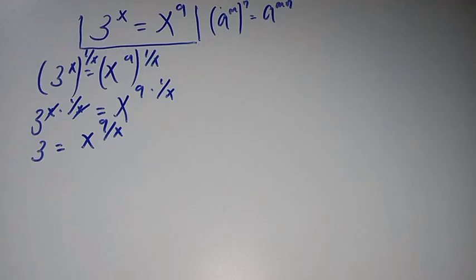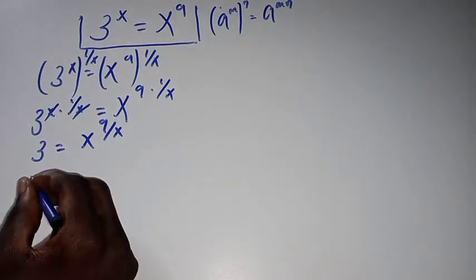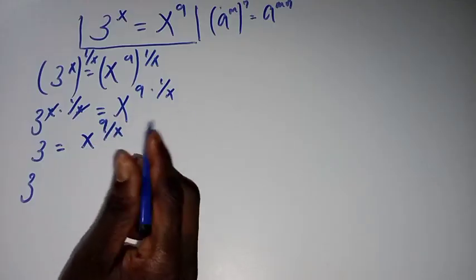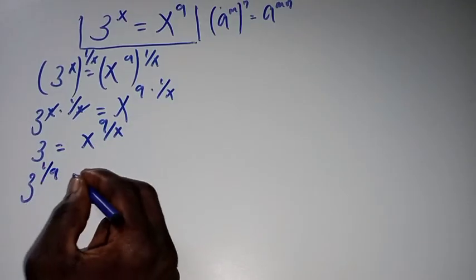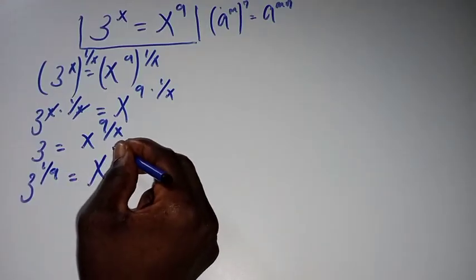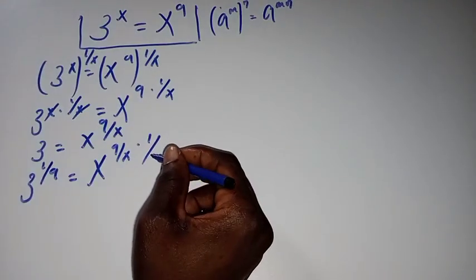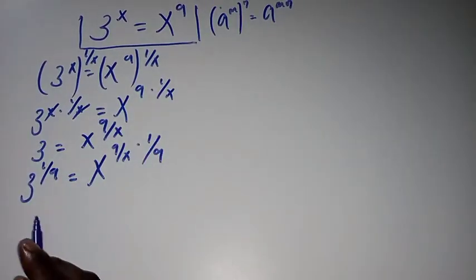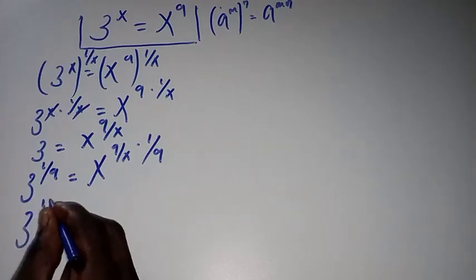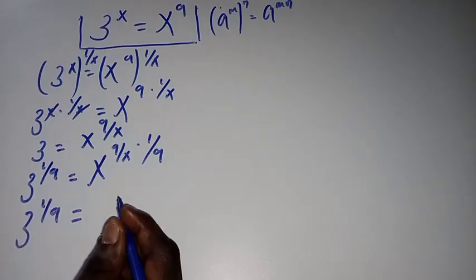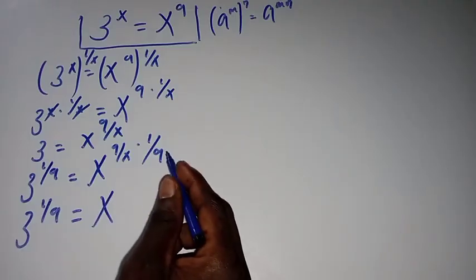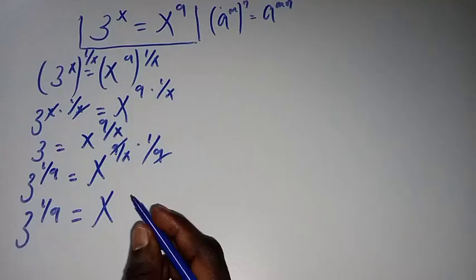All right, from here, what we can do now is to try and eliminate the powers. And for us to do that, we have to multiply the inverse of the power to both sides. So the inverse of this is 1 over 9. So we have 3 to the power 1 over 9 equals x to the power 9 over x times 1 over 9. All right, so we have 3 to power 1 over 9 equals x. This can cancel this, and we've eliminated the power, so we have 1 over x.